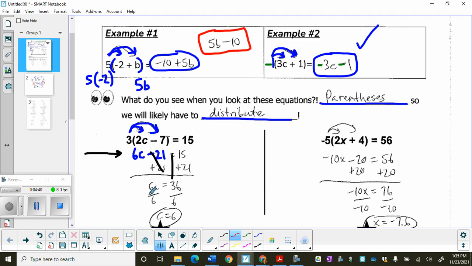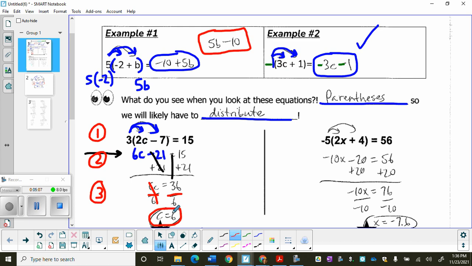Now, since my coefficient is 6, I'm going to divide both sides by the 6, and this cancels out over here. So we have c. And then we have 36 divided by 6, which is 6 over here. So we have now solved. And again, we had 3 steps. This time our first step was right here. We distributed. Then our second step right here, we got rid of the constant like we're used to doing. And then the third step right here, we got rid of the coefficient like we're used to doing.